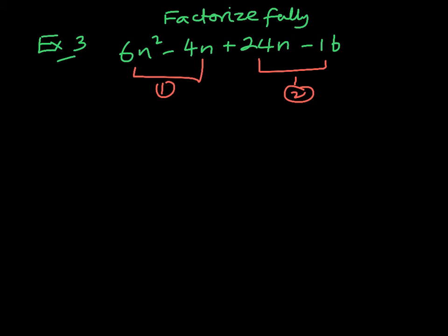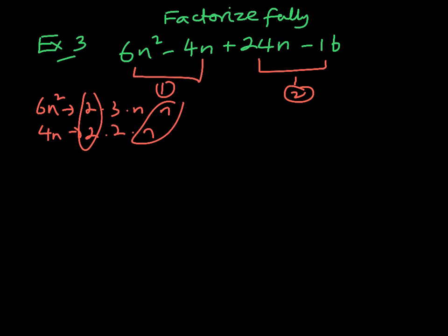How did I arrive at that? Remember how we usually do it. 6n squared is the same as what? 2 times 3 times n times n. 4n, well, that is 2 times 2 times n. After a while it becomes second nature. You don't need to go through this long process. So sorry, not 2 times 2, there's 2 there, and then there's n there, so that is 2n. So 2n is a common factor to both of them.